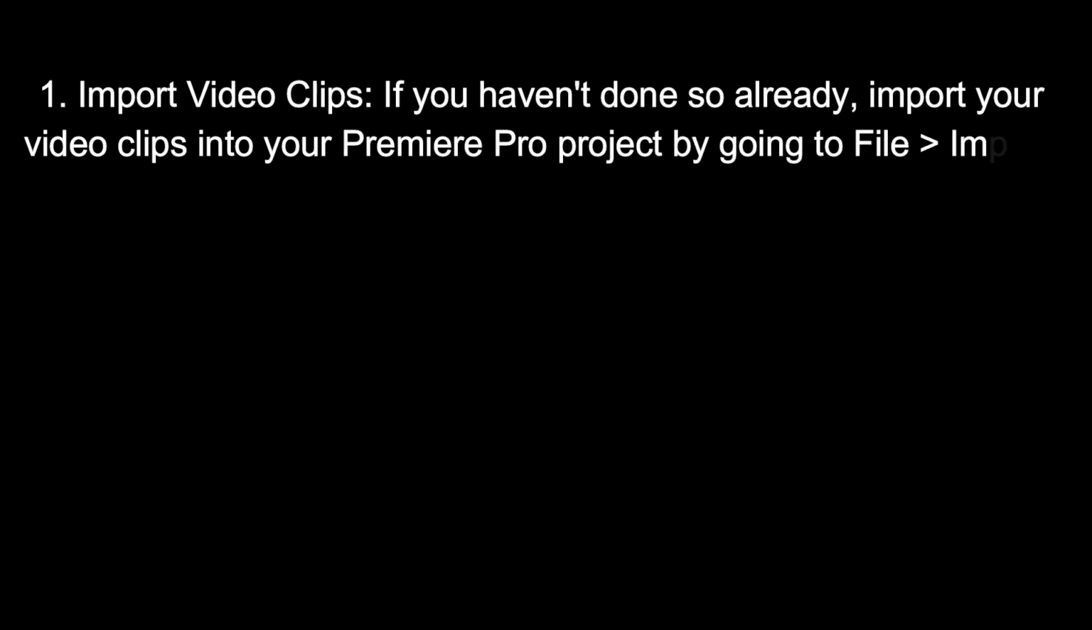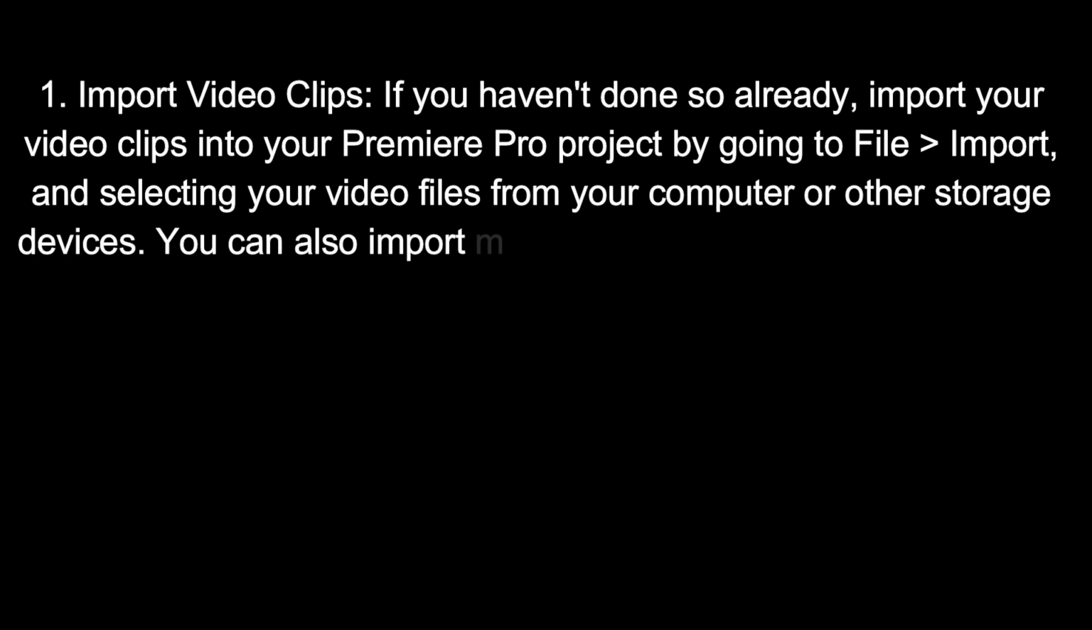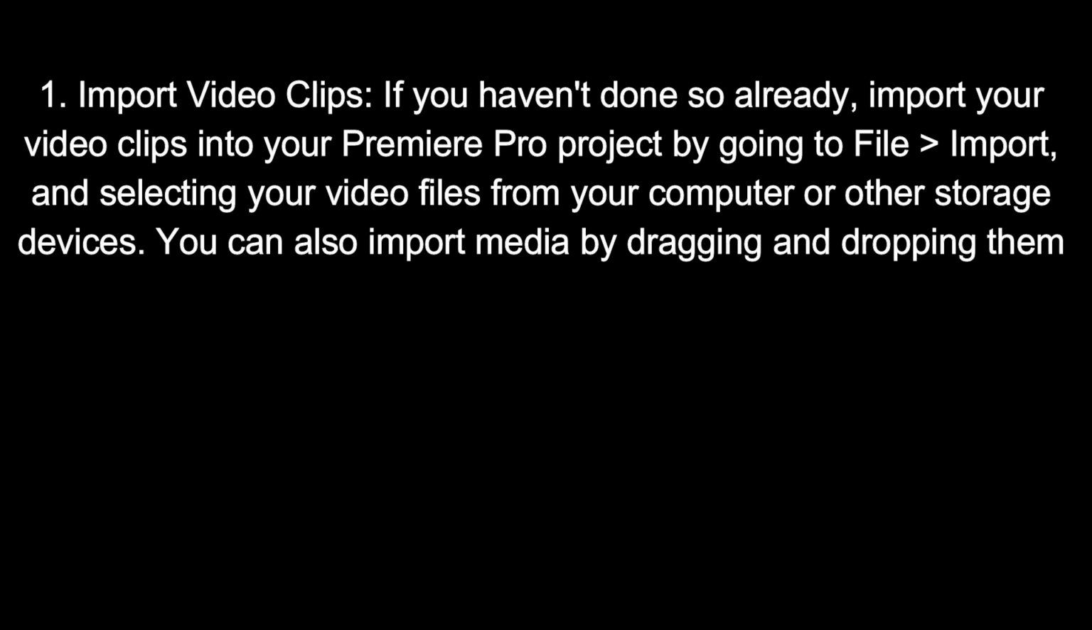Here are some key steps to edit video clips in Premiere Pro. 1. Import video clips. If you haven't done so already, import your video clips into your Premiere Pro project by going to File, Import and selecting your video files from your computer or other storage devices. You can also import media by dragging and dropping them directly into the project panel.